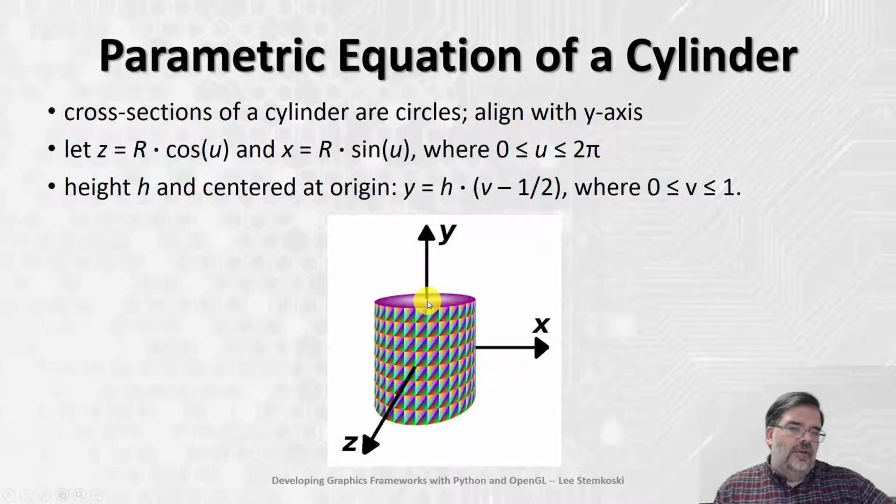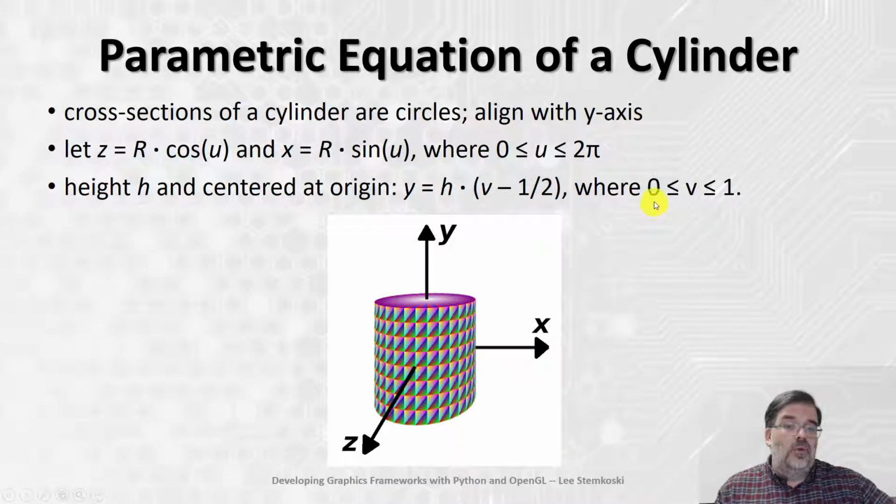Now, what about the y-values, though? How can we calculate the y-values? Well, the y-values depend on the height we want to have for the cylinder. So let's say we have a height h. Let's also assume we want the center of the cylinder to be at the origin. In that case, one way to parameterize that range of values is saying that v will go from 0 to 1, and then using this equation for y equals the height h times v minus 1/2.